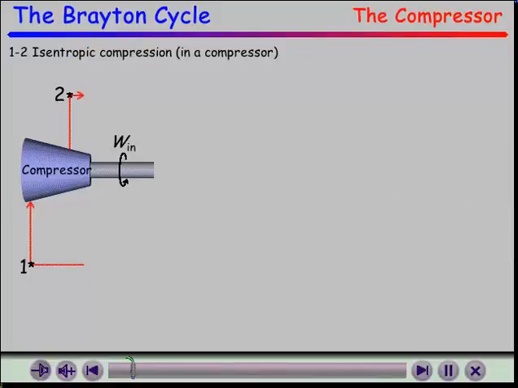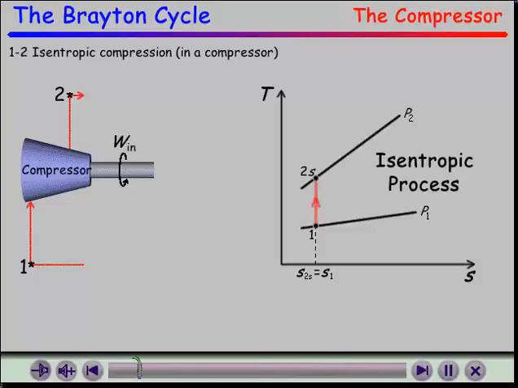The compressor's function is to increase the pressure of the air. Since work is being done on the air, the compressor requires work input. The work input for this compressor is supplied by backwork from the turbine. The TS diagram for the isentropic compression process is shown.